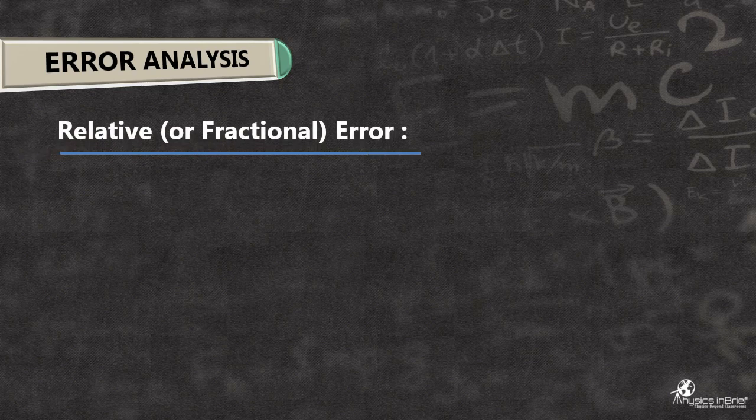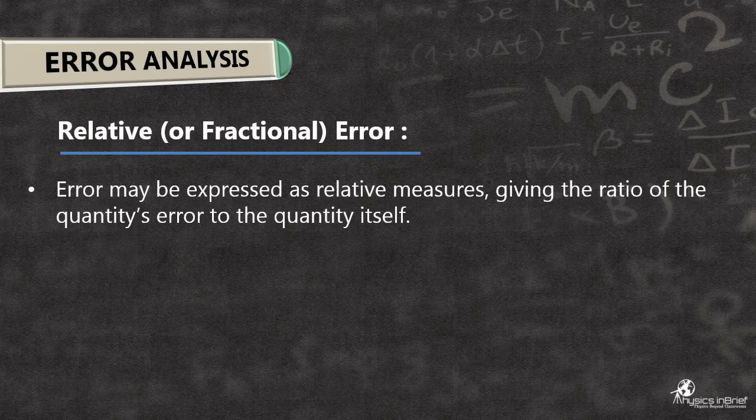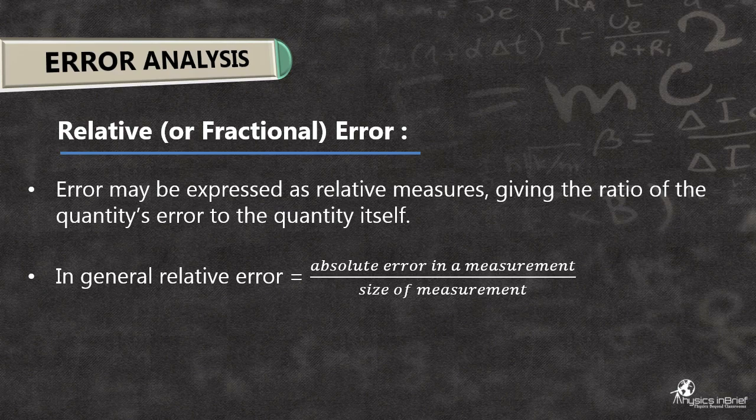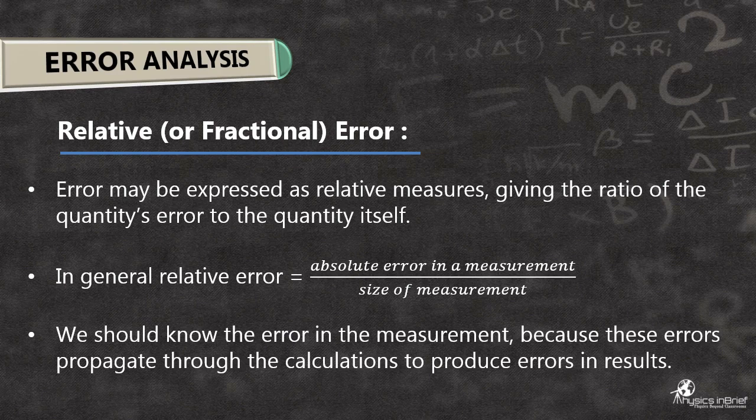Relative or fractional error. Error may be expressed as relative measures, giving the ratio of the quantity's error to the quantity itself. In general, relative error is equal to the absolute error in a measurement divided by the size of the measurement. We should know the error in the measurement, because these errors propagate through the calculations to produce errors in results.